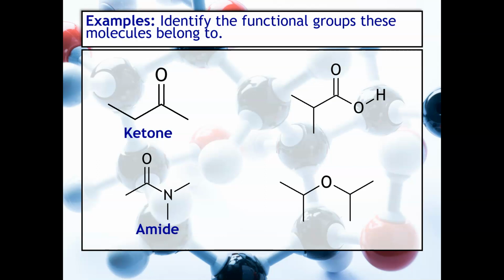In the upper right, I have a carboxylic acid, and again, I notice I have a carbonyl group connected to an oxygen and a hydrogen. That's an acid. And for this last one, notice the absence of the carbonyl, but we've got 2 R groups hanging off of that oxygen there, and so this is our ether.